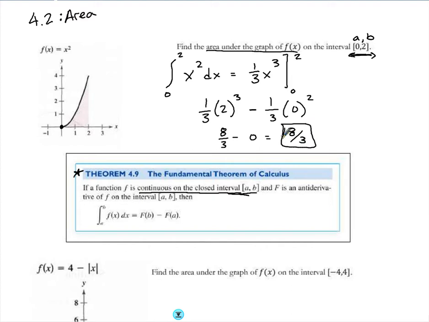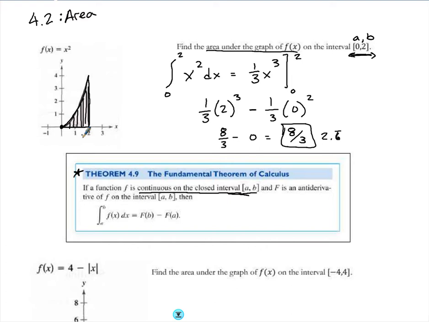And 8/3, or around 2.6 repeating, is the area that can be found above the x-axis from 0 to 2, but underneath the curve x squared.